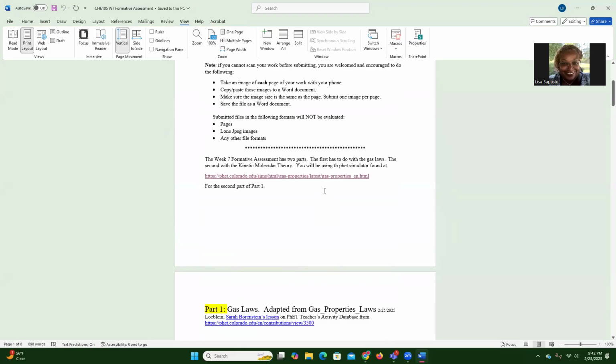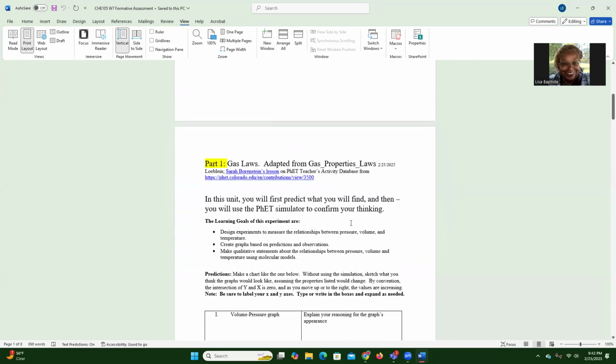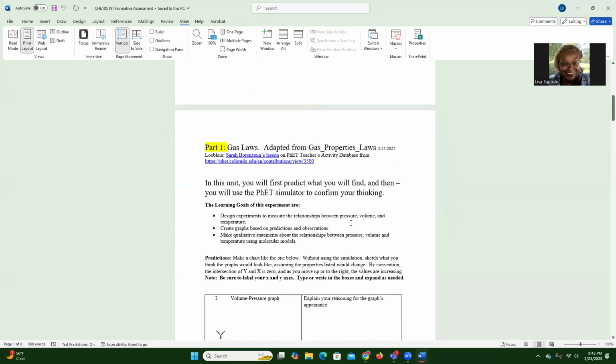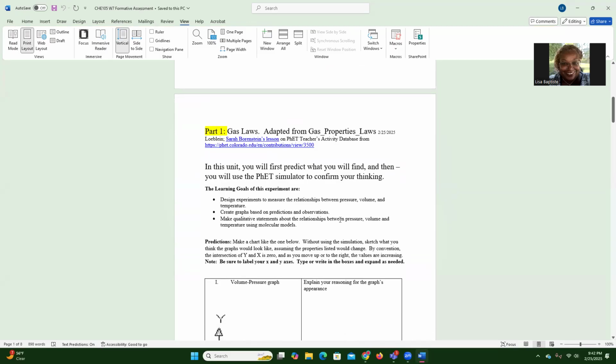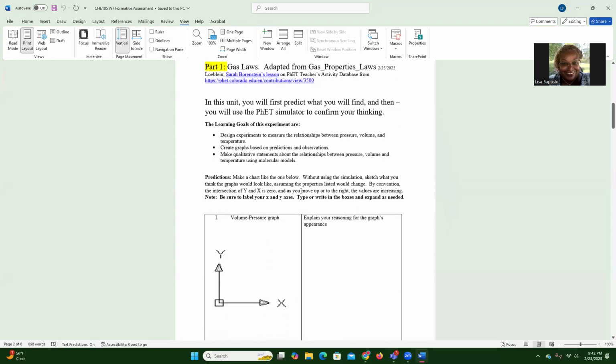So the week 7 formative assessment has two parts. The first part has to do with the gas laws. The second with the kinetic molecular theory, and you will be using the PhET simulator found in this link. Okay, so if we're looking at part 1, we're dealing with the gas laws. And so you want to predict what you will find and then use the PhET simulator to confirm your thinking.